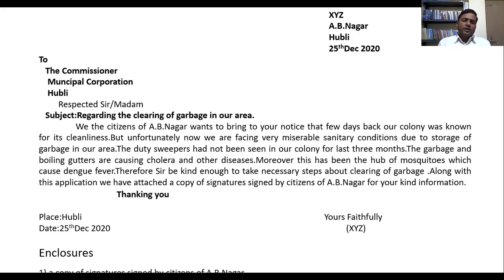What is the subject here then? The subject is regarding the clearing of garbage in our area. Then, as I told you, explain the problem in this letter. We, the citizens of AB Nagar, want to bring to your notice that few days back our colony was known for its cleanliness. This is earlier. You must give the introduction about that area. But unfortunately, now we are facing very miserable sanitary conditions due to the storage of garbage in our area. This is the actual problem.